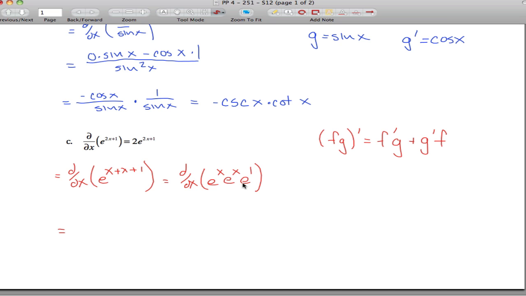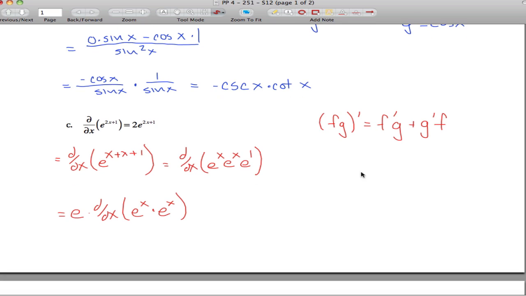It turns out that's a derivative we can take. e to the 1 is just a constant, e. So we can pull that out in front. And what we have to do is take the derivative of e to the x times e to the x. And now it looks a little bit more like the product rule.